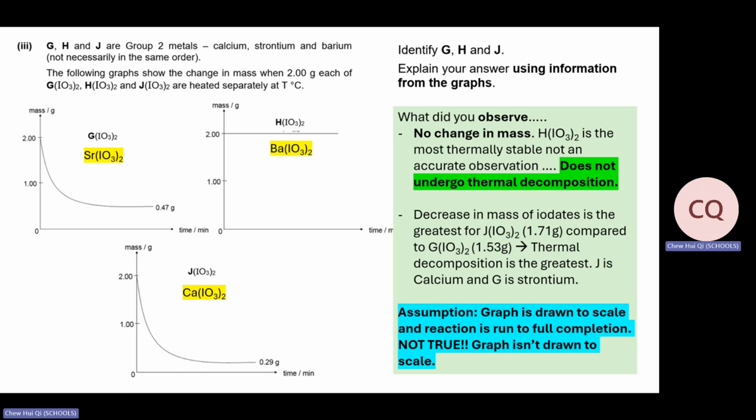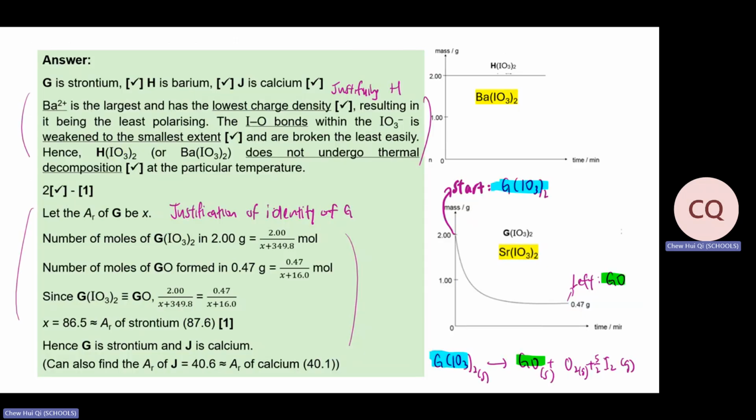This is what I'm saying. So you cannot assume that the graph is drawn to scale. It's not true. So how do we counter that? All right. How do we explain your answer? Okay, for the answer given to you, I'm going to do a step-by-step approach.